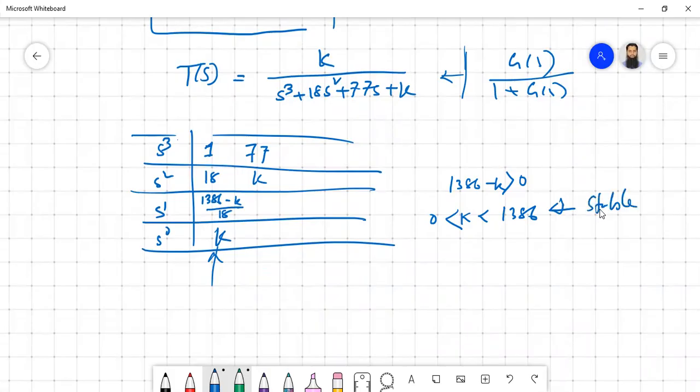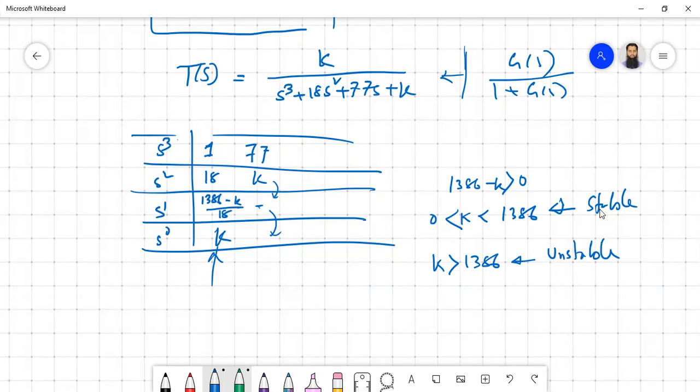Okay, so for the unstable, what do you have to have? Very simple. If the value of k is greater than 1386, in that case this quantity is becoming negative, so there is a sign change. So your system will become unstable because of the two sign changes. So basically 2 poles. So this is the condition for an unstable system.